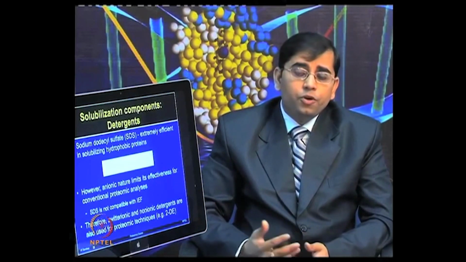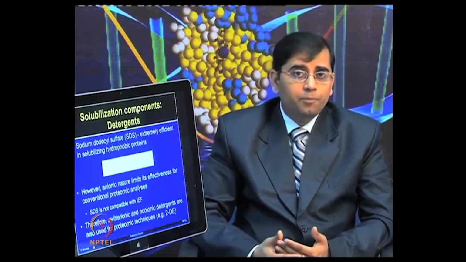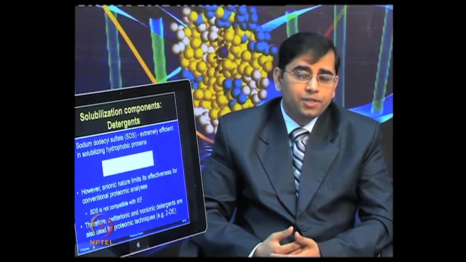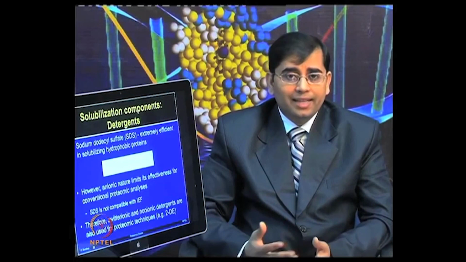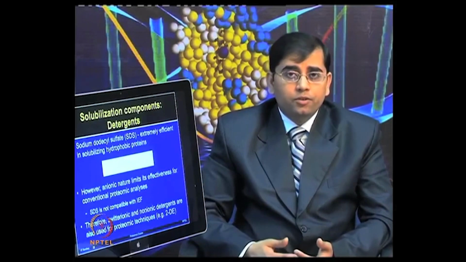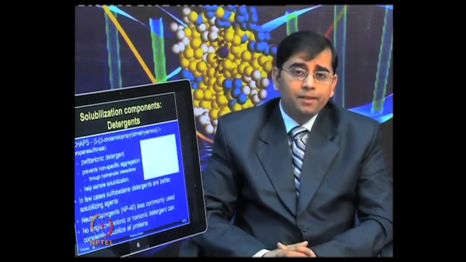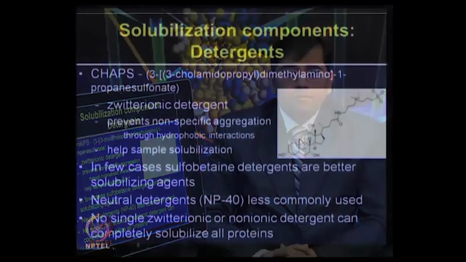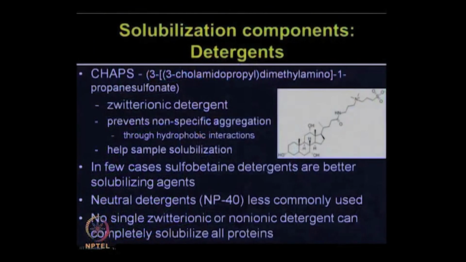So, if you want to do 2DE or DIGE or other advanced gel based proteomic applications where you cannot use SDS, zwitterionic and non-ionic detergents are used. CHAPS, a zwitterionic detergent, is the most commonly used detergent in protein solubilization when your objective is to perform two-dimensional electrophoresis experiments. It prevents non-specific aggregation through hydrophobic interactions, and it helps in sample solubilization.